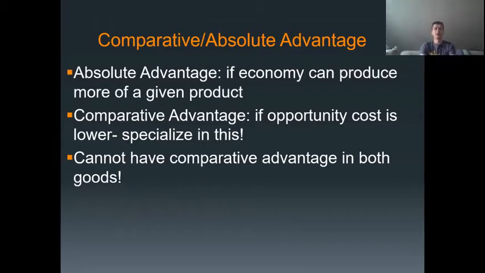This relates heavily into the idea of comparative versus absolute advantage. So now we are examining two different economies. If an economy has an absolute advantage, that just means that they can produce more of a given product. I can produce 10 units of good A, you can produce 5. I have the absolute advantage. That doesn't necessarily mean that I will specialize in that product. Instead, you specialize based off of comparative advantage. This just means that you have a lower opportunity cost, and you can't have comparative advantage in both goods.